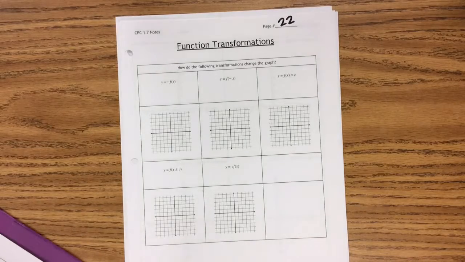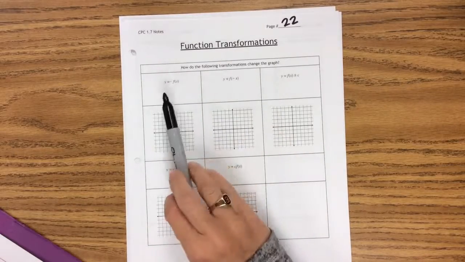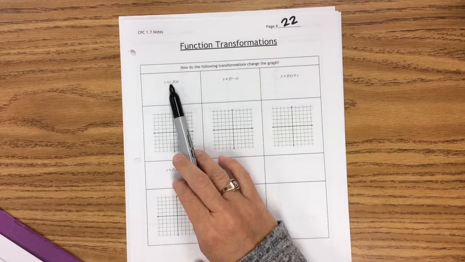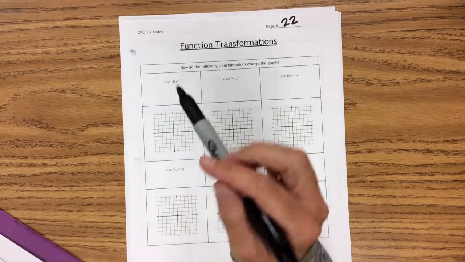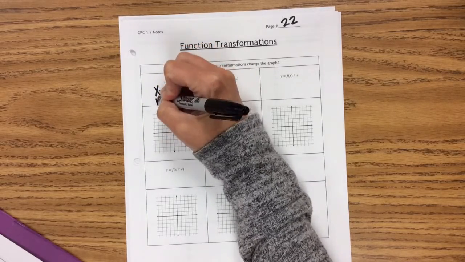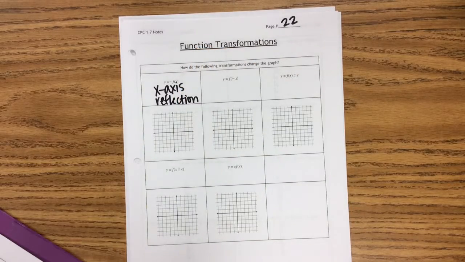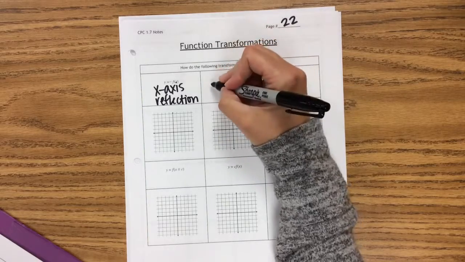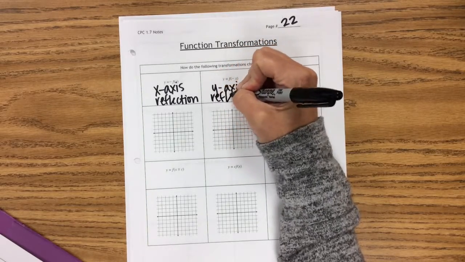All right, so this is page 22. We're going to talk about function transformations. So these are general functions. If you have a negative out in front of your entire function, that means it will have an x-axis reflection. If you have a negative in the parentheses in front of the x, that will be a y-axis reflection.